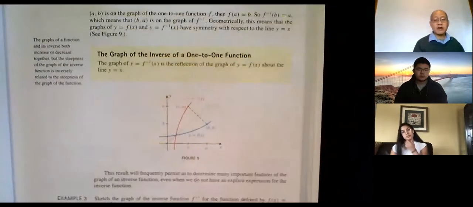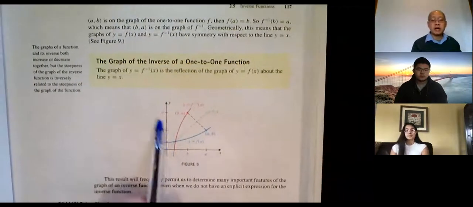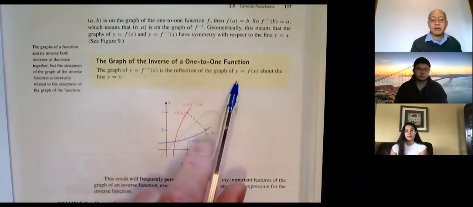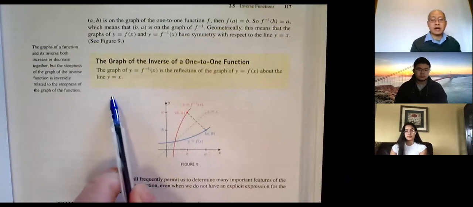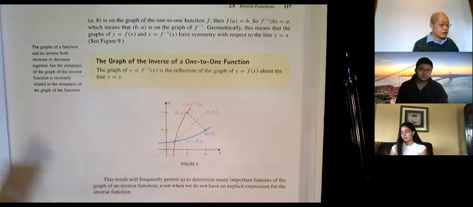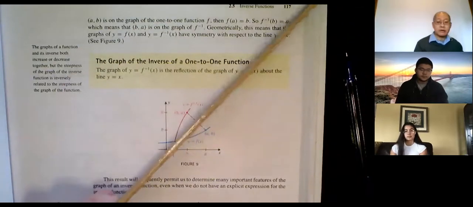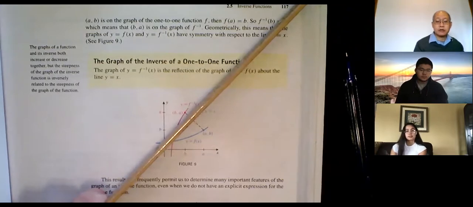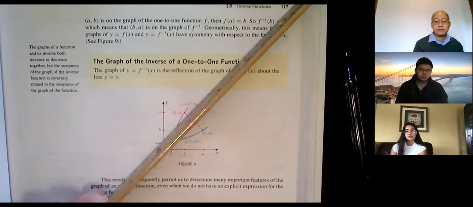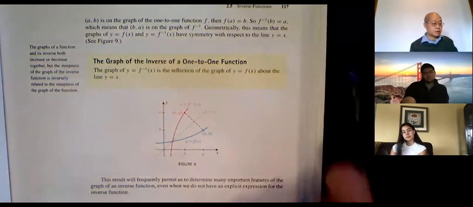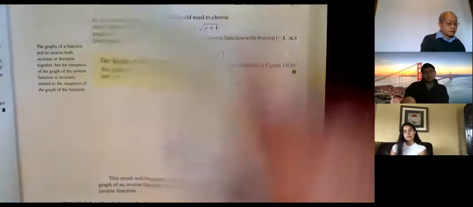Okay, and a graphing property of one-to-one functions. The graph of f inverse of x is the reflection of the graph of y equals f of x about the line y equals x. So it's another reflection. So if you look at the blue and the red, they are inverse functions of each other. This time if you reflect across the line y equals x, which is a straight line going through the origin, going up at 45 degrees, okay, then the blue and the red are mirror images of each other. You can see there. So that's what they're saying over there.